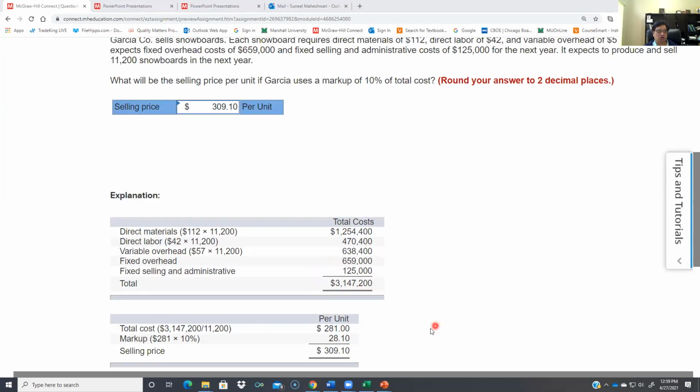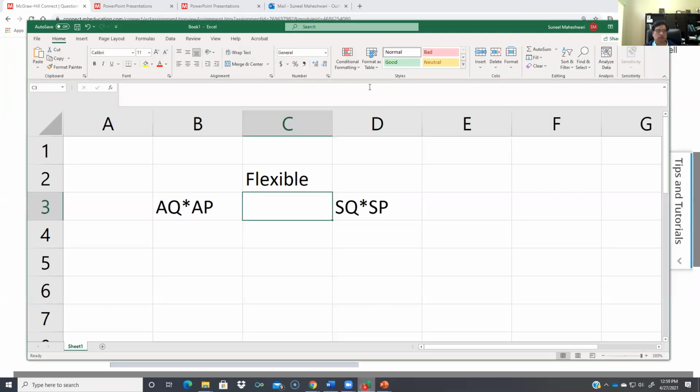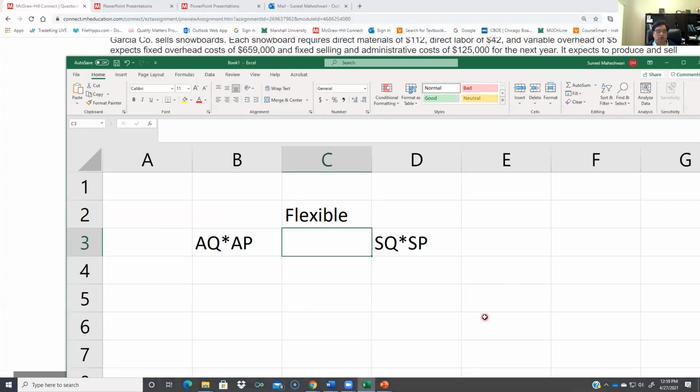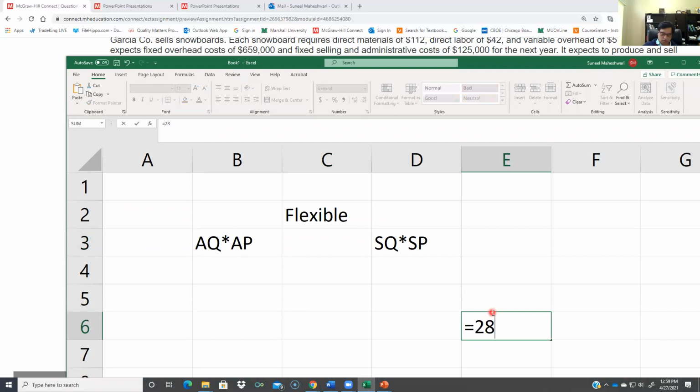So on the total cost, you expect a margin of 10%. Per unit it is coming to 281. If you divide this 3,147,200 by 11,200 units, the per unit total cost is 281. The 10% of that is $28.10. So the selling price should be $309.10. Alternatively, you can just do 281 times 1.10, where you just add the 10%.